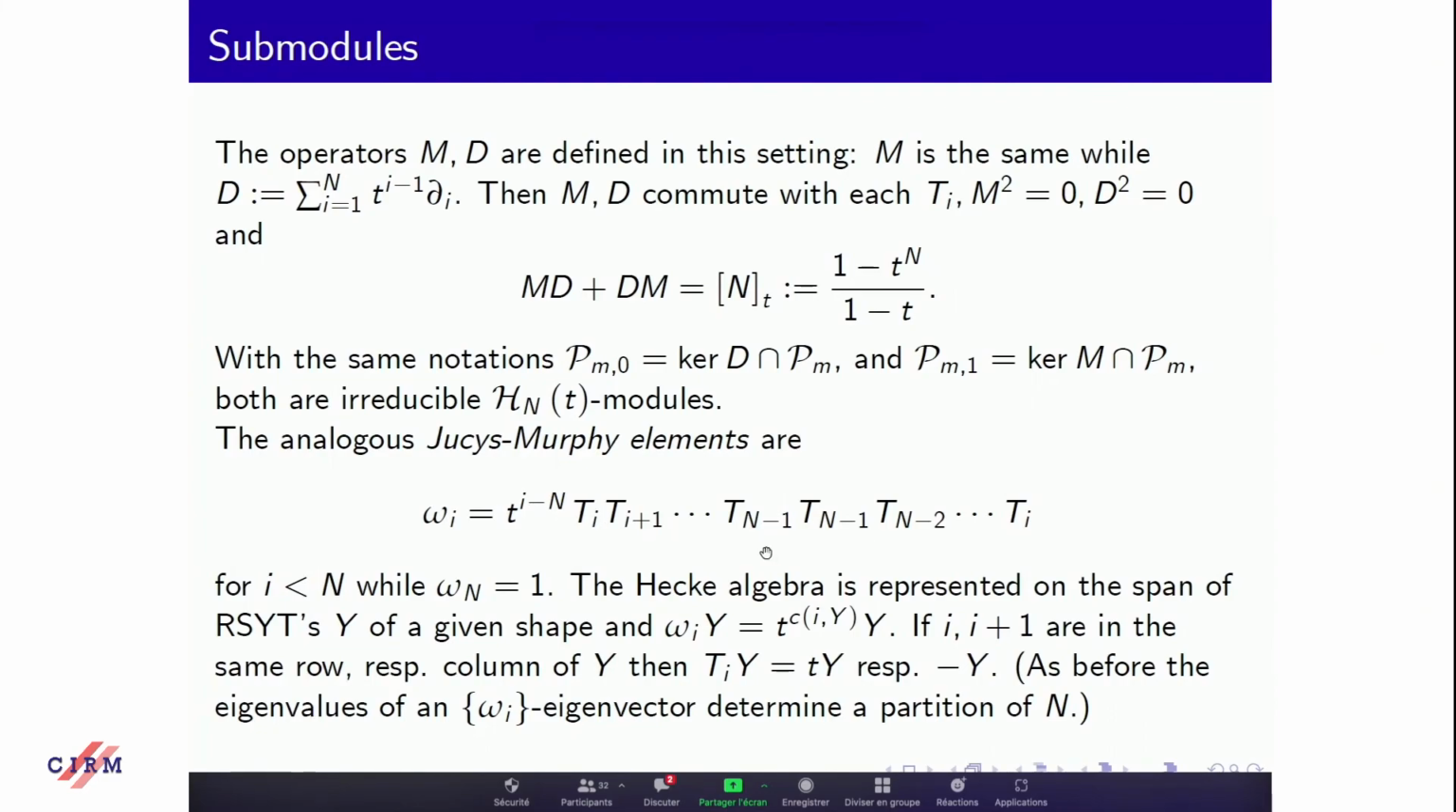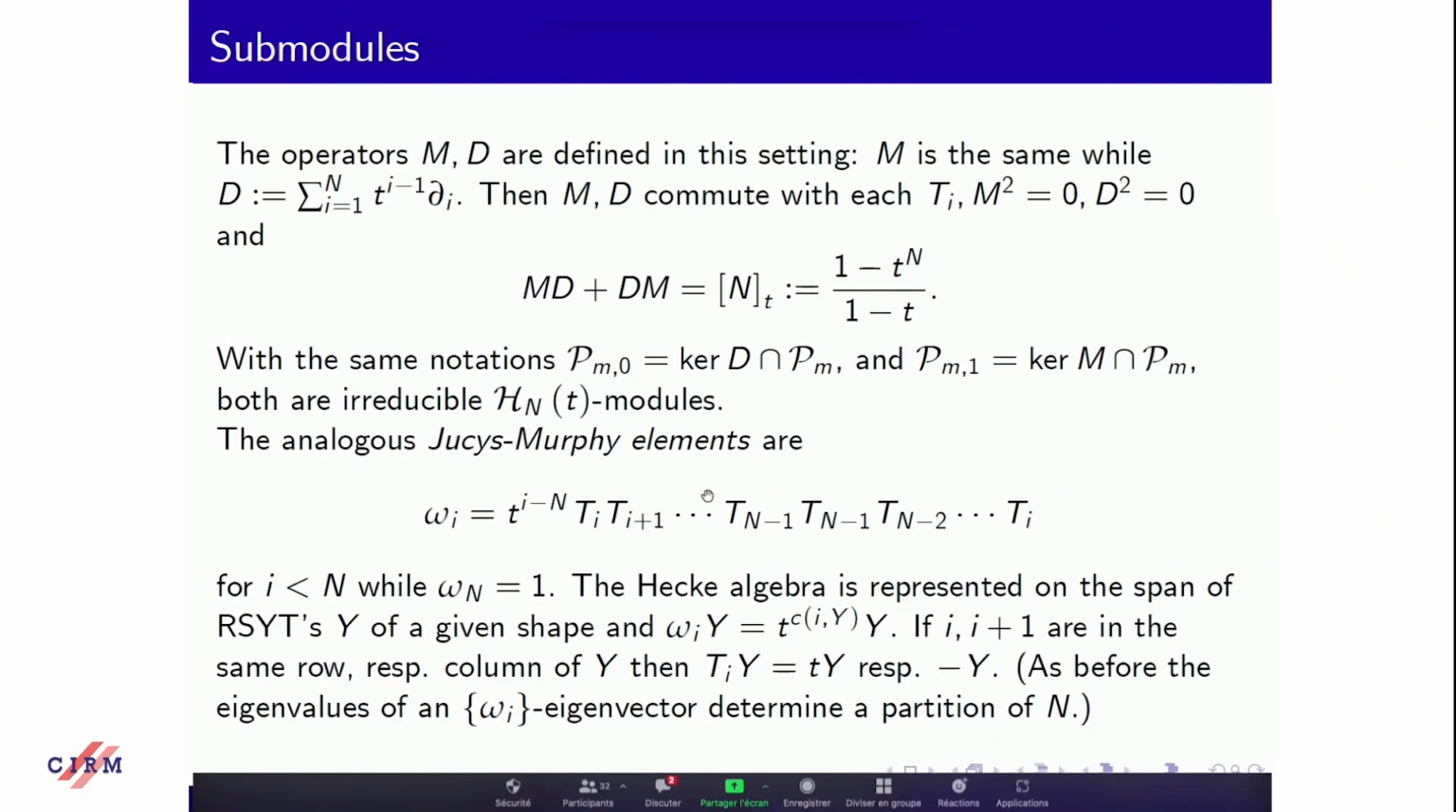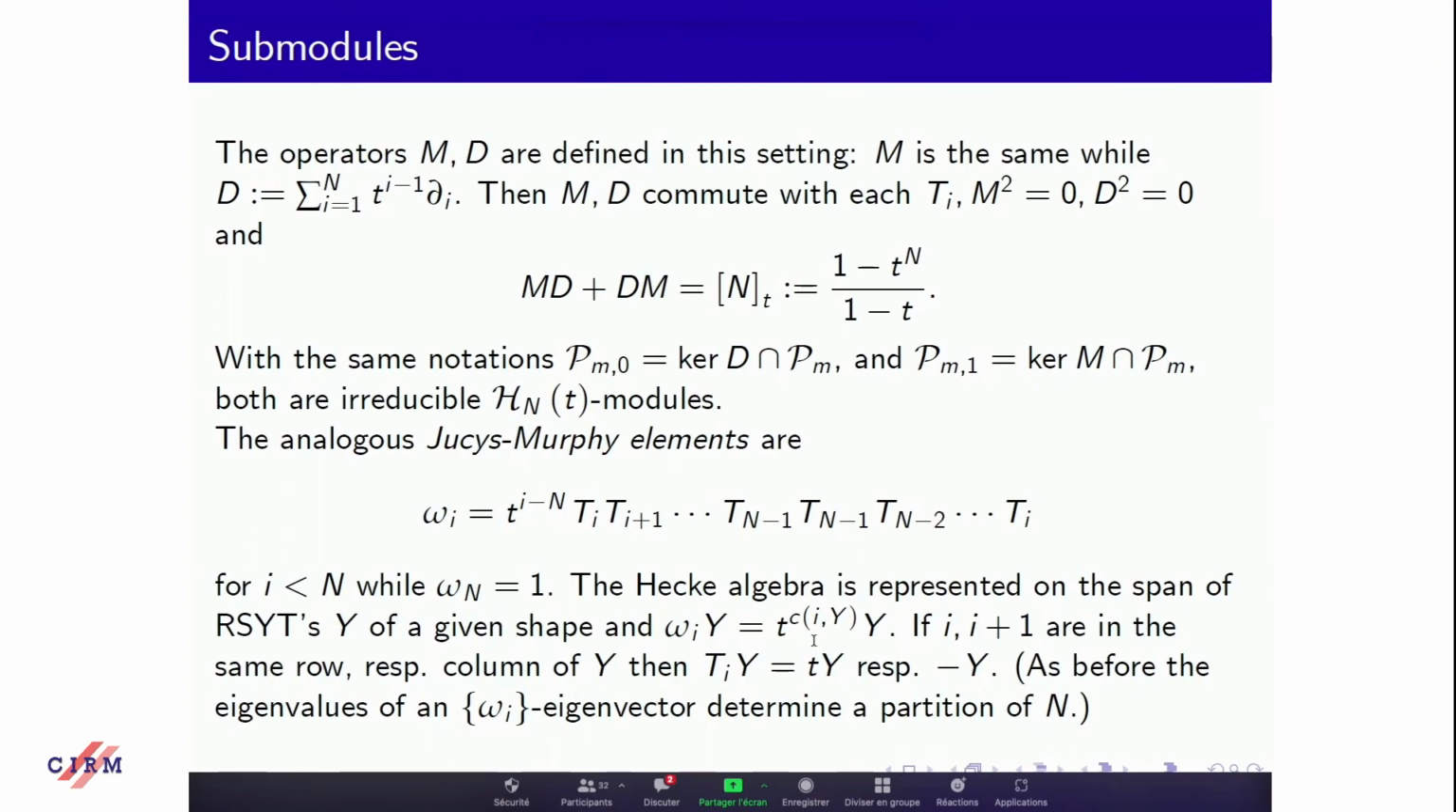You start with T_i, go up to T_{n−1}, go to (t−1), go back to T_i. If you replace these things with s_i's, you just get 1 here. So these things disappear when t is 1. ω_n is 1, and then we have that. The Hecke algebra is represented in such a way that ω_i acting on the tableau is t to the content of i.